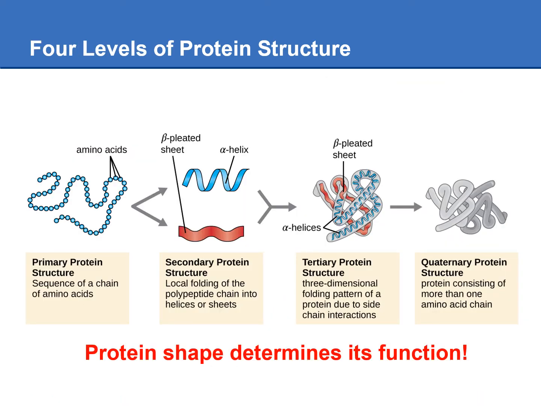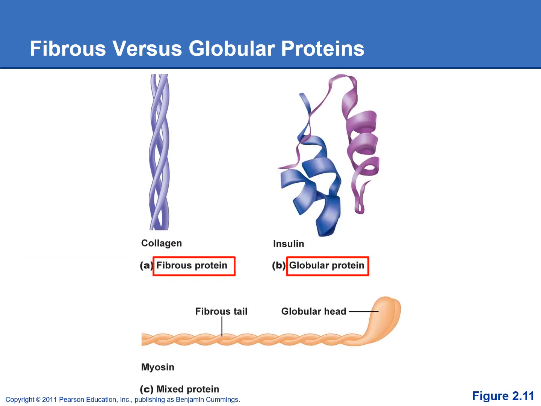Okay, and then this is just a nice summary of the 4 levels of the protein structure. And remember that the shape of the protein determines its function. So we've heard that before, right? Shape determines function, or structure determines function. Okay, and a lot of our proteins will be 2 basic shapes, either fibrous or globular.